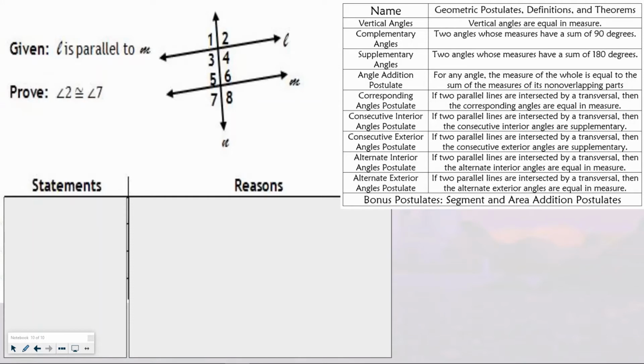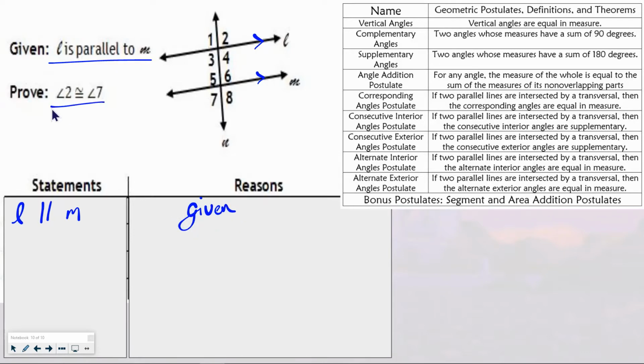So here I'm just going to show you a few examples of actually how to prove things in geometry. Our given statement is that L is parallel to M, and that actually can't be assumed until we're either given that or we have those little arrows that imply that. But that is going to be the start of our proof: line L is parallel to line M, and that is how we start every single proof, by starting with the given statement.